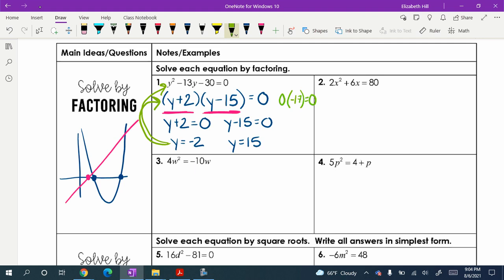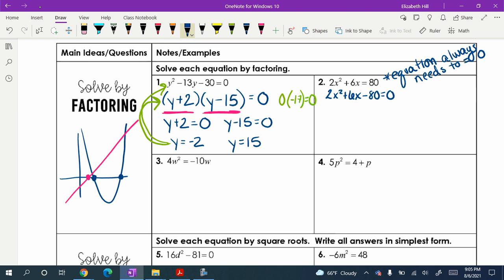All right, let's take a look at number 2. If you are going to do factoring, one thing you'll do is you always need to make the equation equal to 0. That means I've got to subtract an 80 from both sides. So 2x squared plus 6x minus 80 is equal to 0.